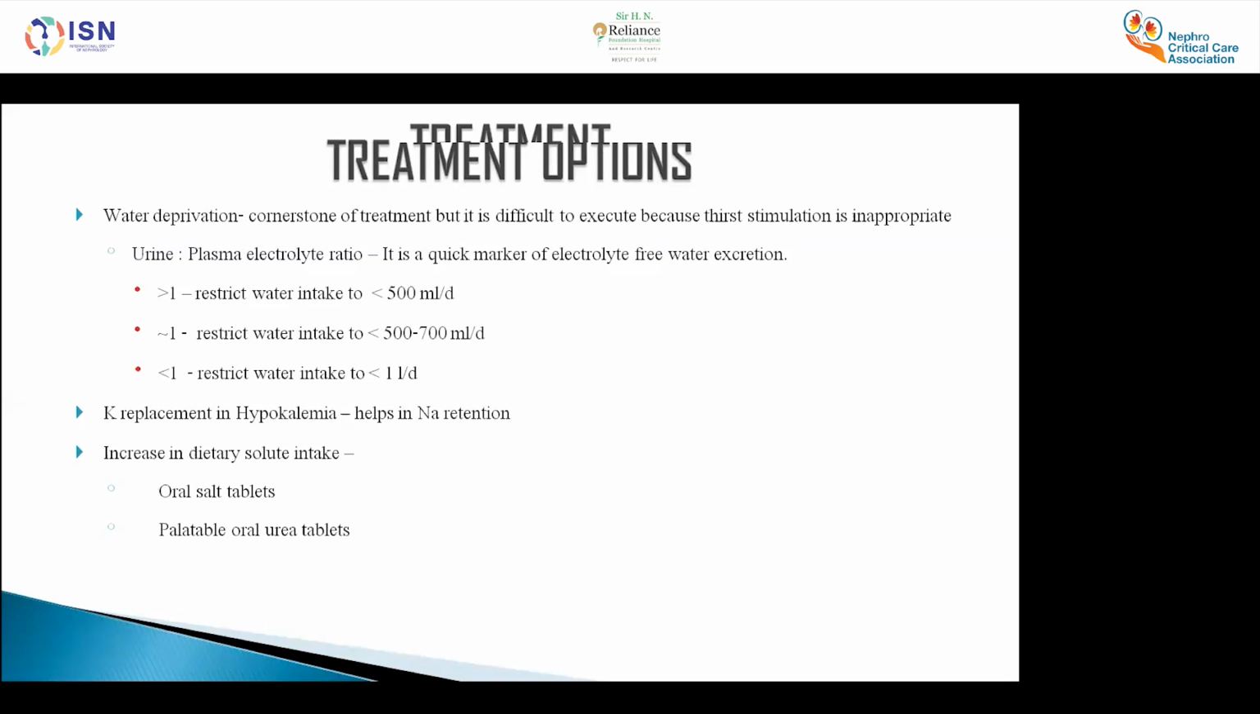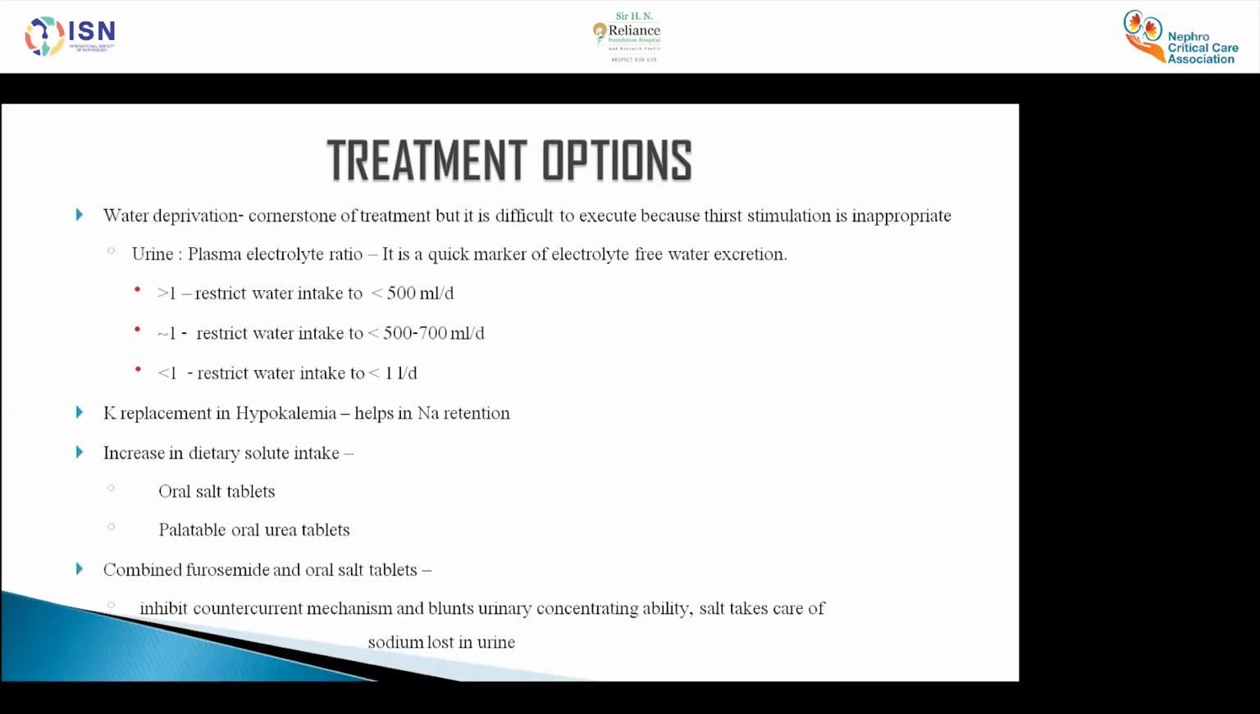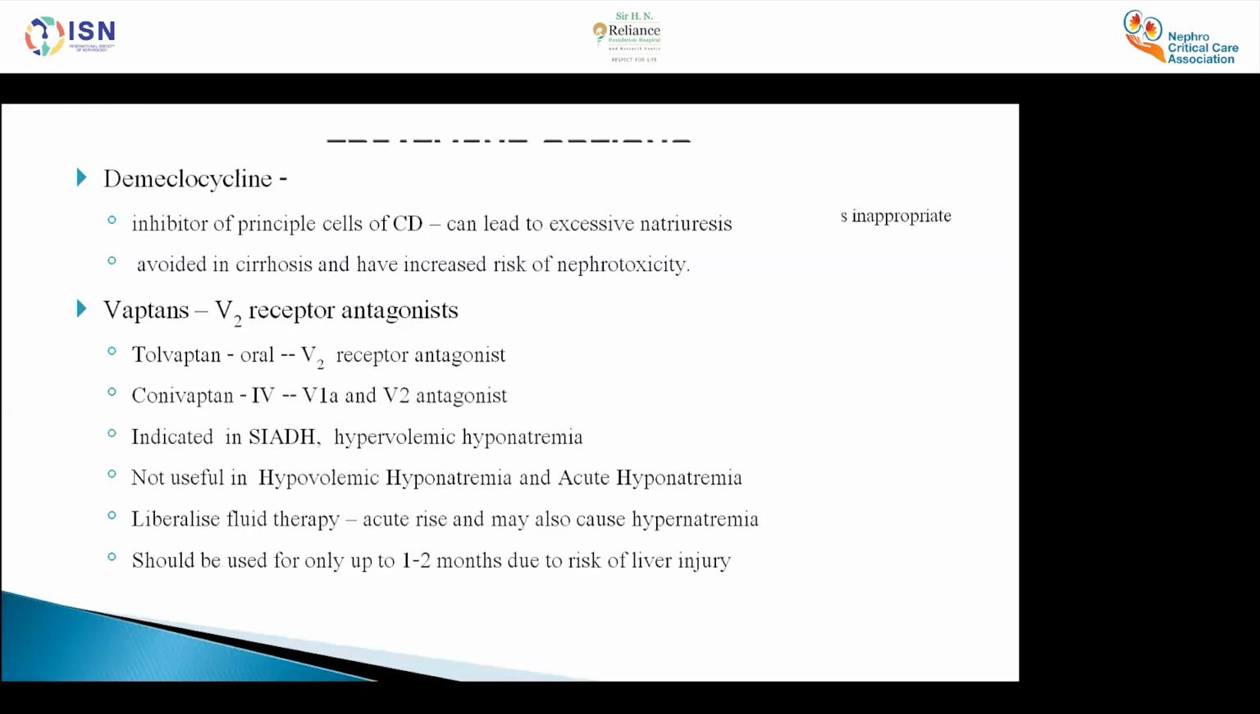Increasing dietary solute intake, like oral salt tablets or palatable oral urea tablets, which are available. Combined furosemide and oral salt tablets: furosemide will inhibit the countercurrent mechanism and blunt the urinary concentrating ability, thus leading to washout of water, and the salt takes care of the sodium lost in the urine. Demeclocycline is an inhibitor of principal cells in collecting ducts, which leads to excessive natriuresis, and is avoided in cirrhosis and has increased risk of nephrotoxicity.